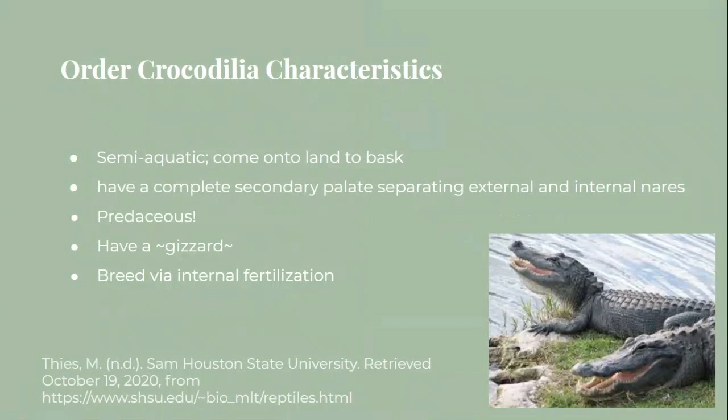They have a complete secondary palate separating external and internal nares. A secondary palate is a little slab of bone that separates the nasal passages from the mouth, and this allows them to breathe even though their mouth is full, because they have two different airways. They are predaceous, as seen by the fact that they have forward-facing eyes, big claws, and big teeth.